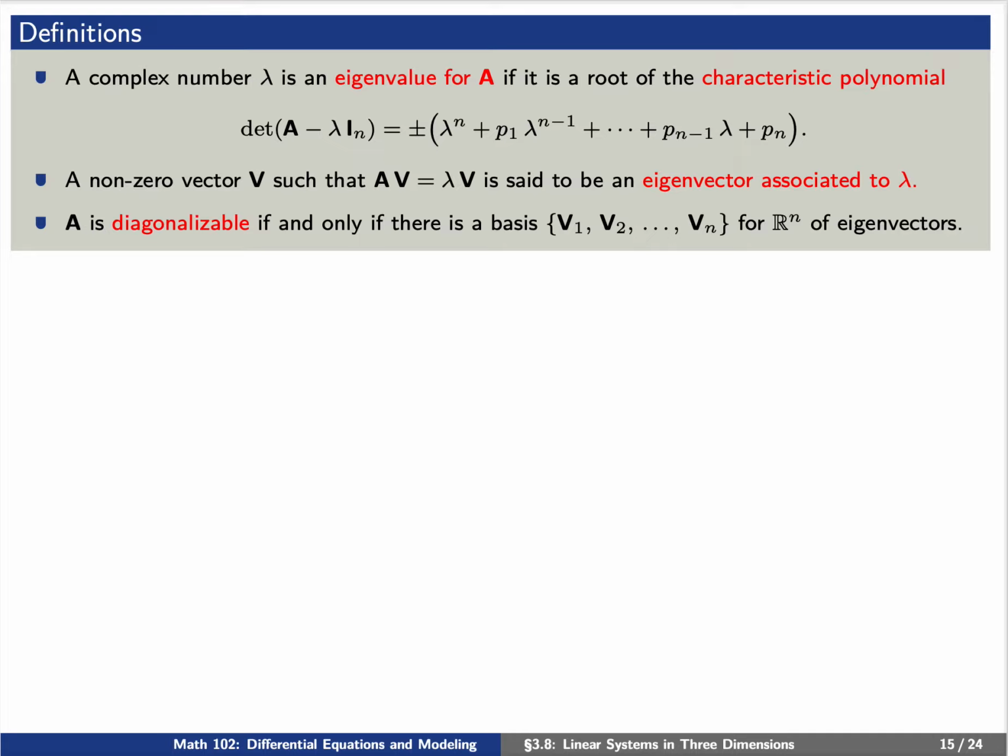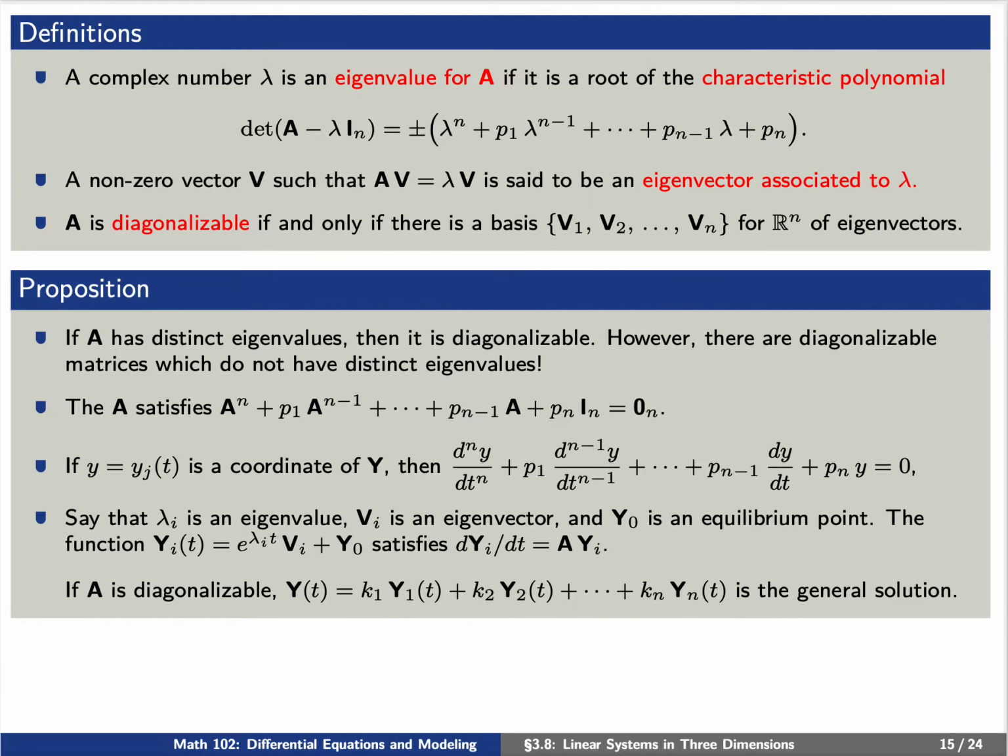A non-zero vector v such that A times v equals lambda times v is said to be an eigenvector associated to our eigenvalue lambda. And finally, we'll say that our matrix A is diagonalizable if and only if there exists a basis for R^n consisting of eigenvectors of A.